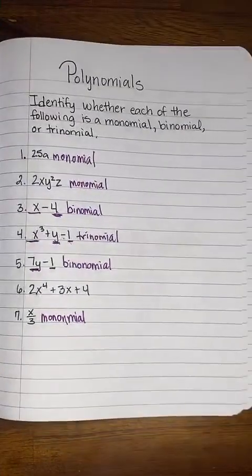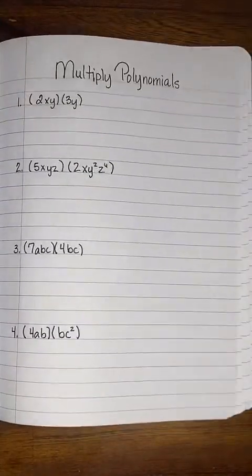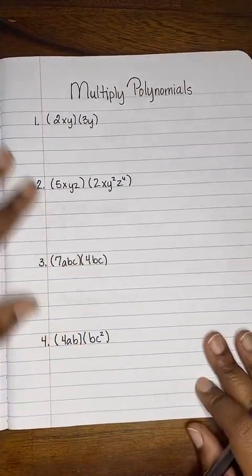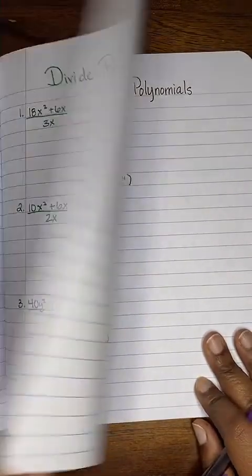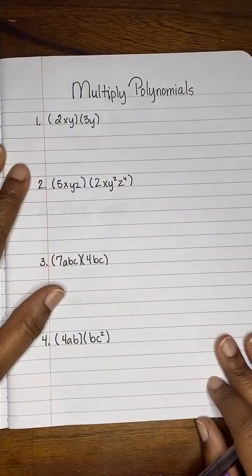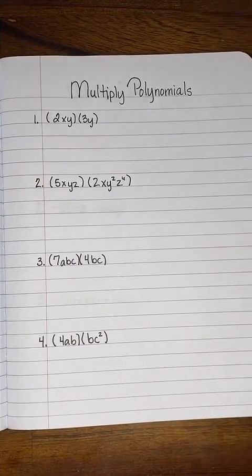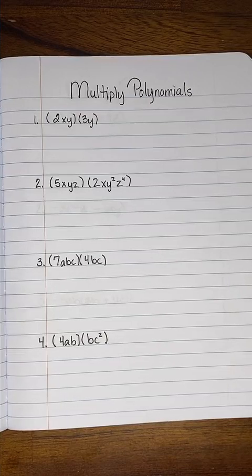Now, let's get to the multiplying. Let's get to the multiplying polynomials, right? All right. Okay. And then after this, you guys, I just have dividing. Hopefully we can make it, okay? So hopefully you guys still have a little bit more time. All right, so first we're gonna start with multiplying.